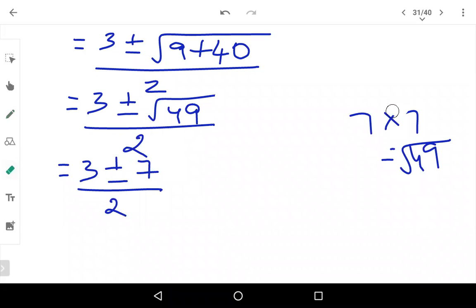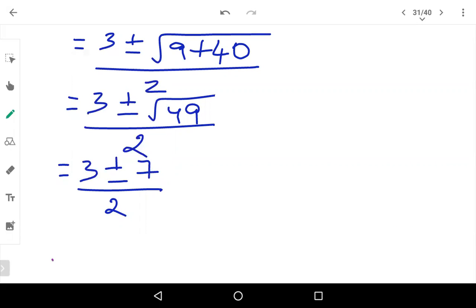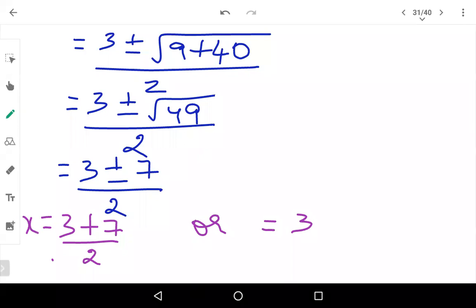Now once you come into this format, you can easily divide the roots. Now what are the two roots? I'll change the color here so that you'll be able to understand. So you'll have 3 plus 7 by 2, or... I'll take it as x only. x is equal to 3 plus 7 by 2, or x is equal to 3 minus 7 by 2. These are the two roots that we get.